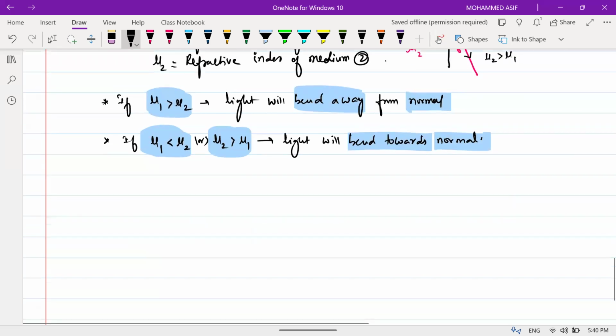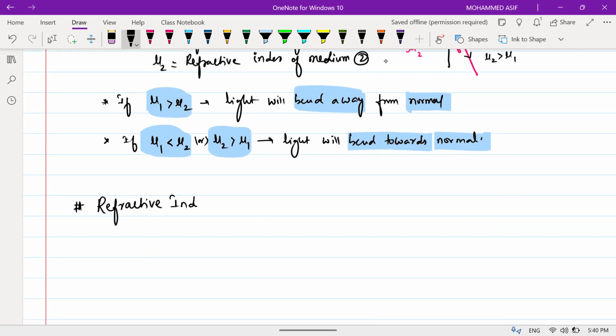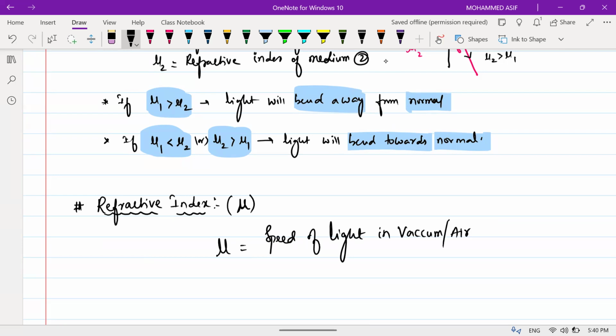Clear? Now see, mu is nothing but what? Refractive index. The symbol of the refractive index is like this, mu, one small like this. This is your mu. So what do you define mu as? Mu is equals to speed of light in vacuum or air divided by speed of light in medium. In medium means it may be water, kerosene, anything.